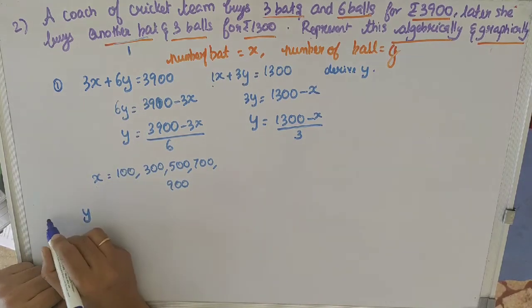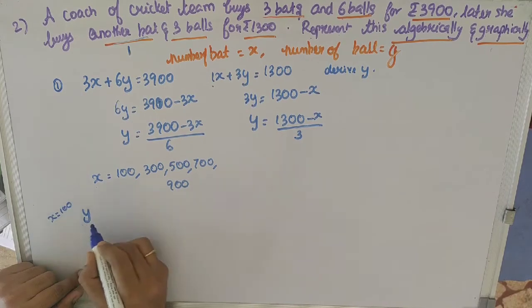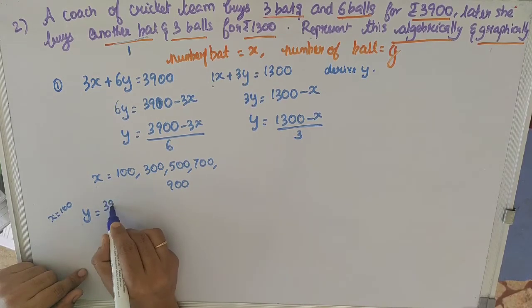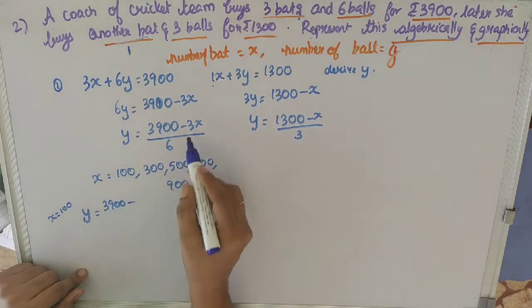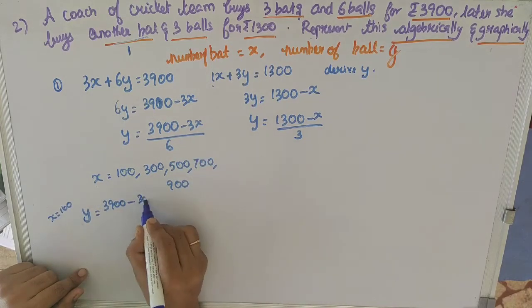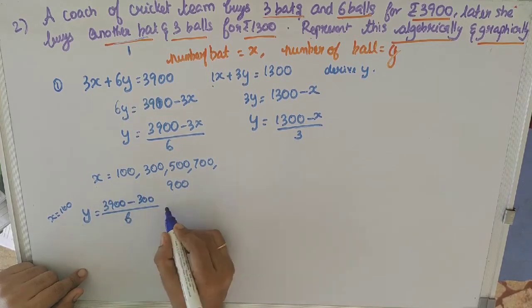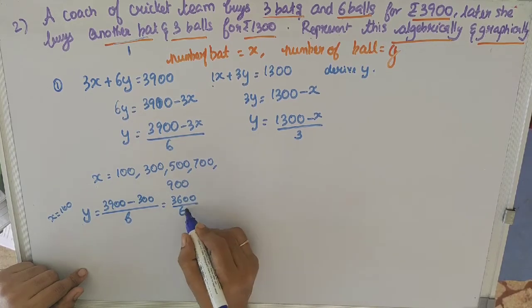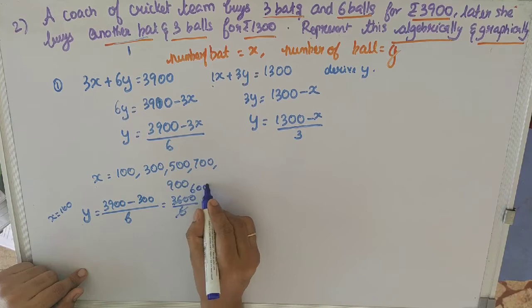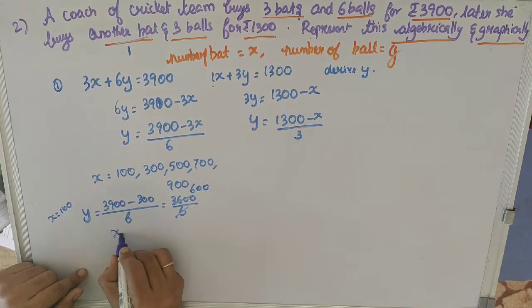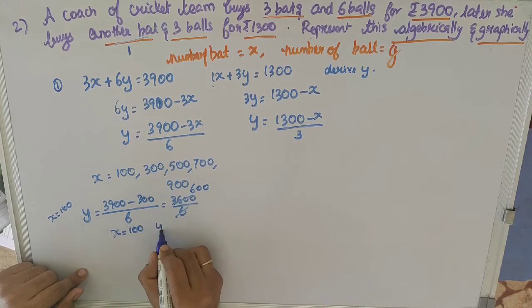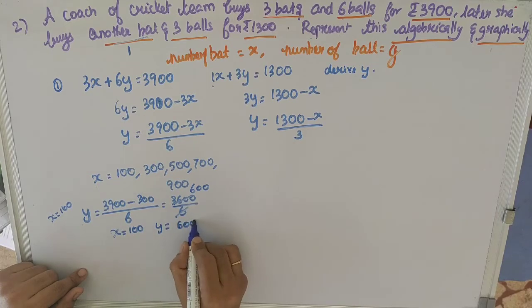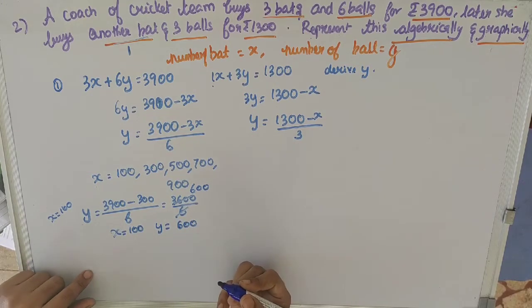Now we can take x is equal to 100. Now y is equal to 3,900 minus 3 into 100, that is 300, divided by 6. 3,900 minus 300 is 3,600 divided by 6, which gives 600. So when x is equal to 100, y is equal to 600. 100 comma 600 is an ordered pair.